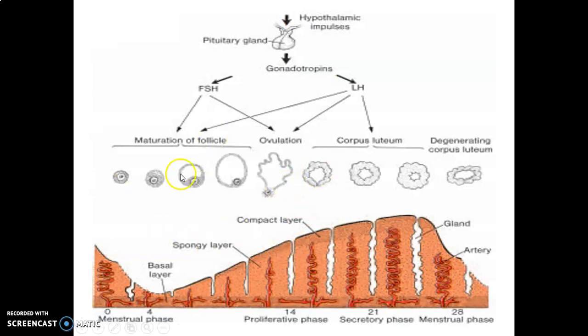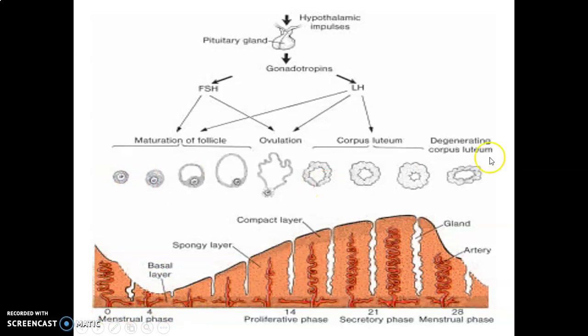So this image just shows you the ovarian cycle here and the uterine cycle. So our main focus is the ovarian cycle. You can see the primordial follicle. It starts maturing during the bleeding phase or the menstrual phase of the uterus.